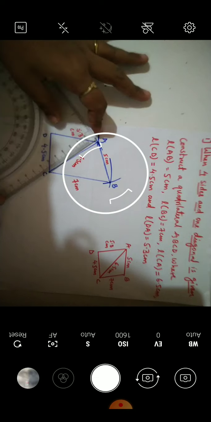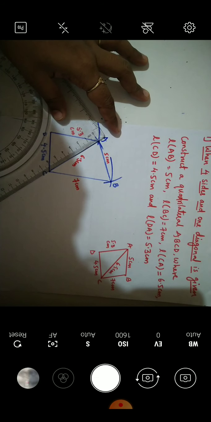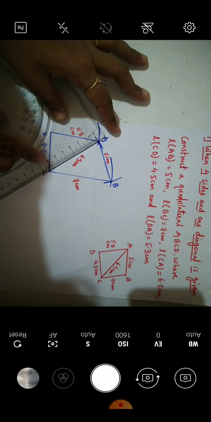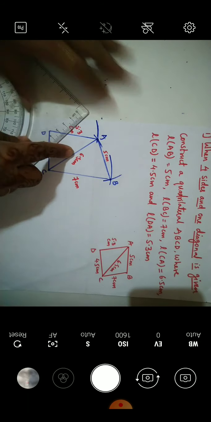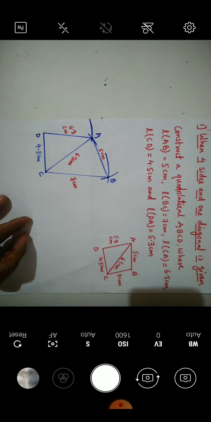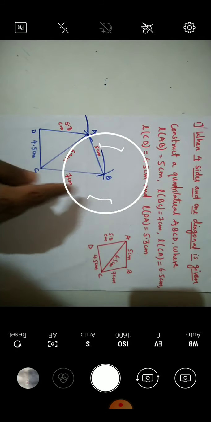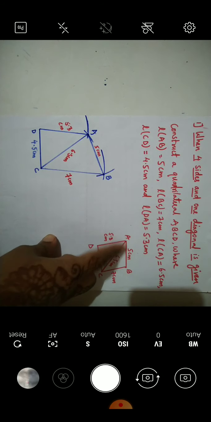And let's check the diagonal also. Length of the diagonal, as you can see, after 6, between 6 and 7, it is 6.5, and it is correct, it should be 6.5 only. So this is how we can do the construction of a quadrilateral when the lengths of 4 sides and 1 diagonal are given. There are other components also which can be given, and on that basis also we can construct the quadrilateral. But always remember, we should know at least 5 components to construct a quadrilateral.